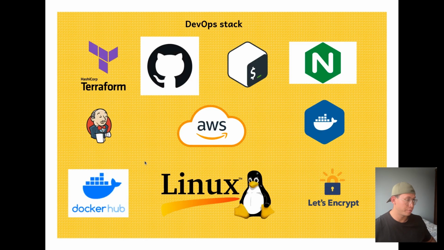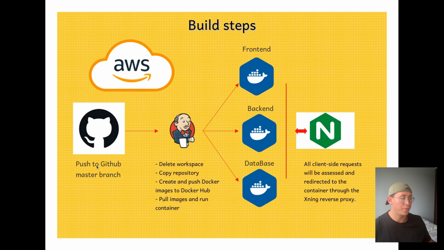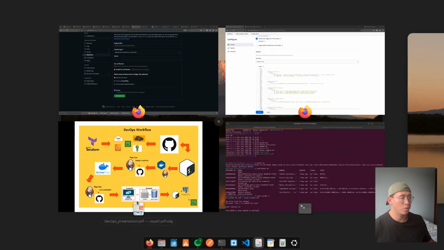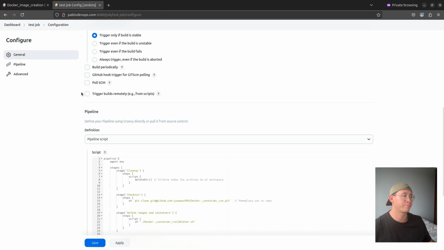For example, here, the senior developer approves a pull request on the main branch, the master branch. GitHub will build the images and push them to GitHub, and then we can continue with the next pipeline, which is to run the container, or well, create the containers.